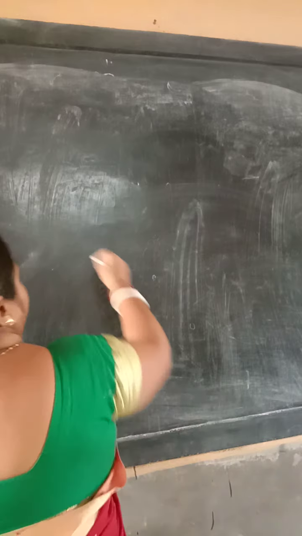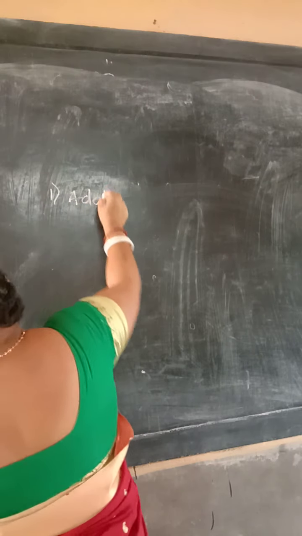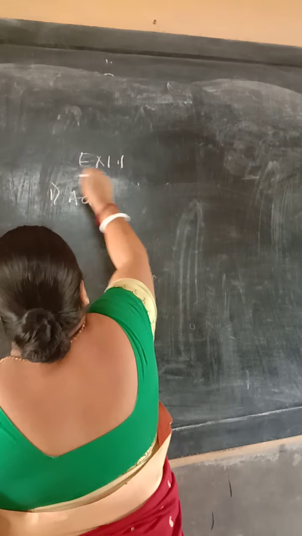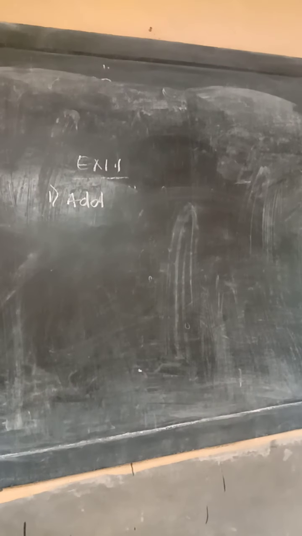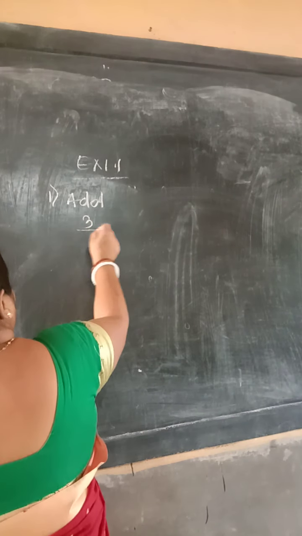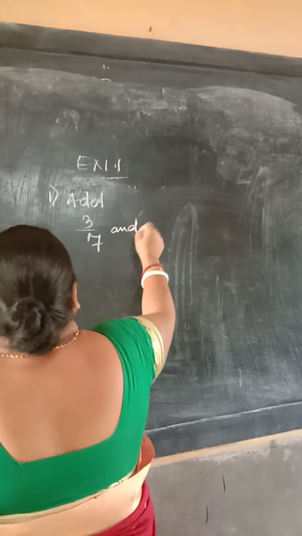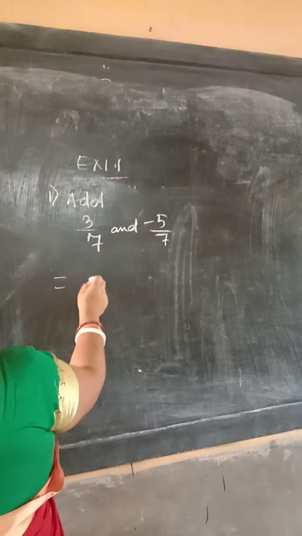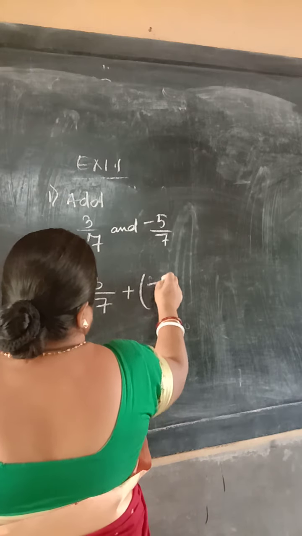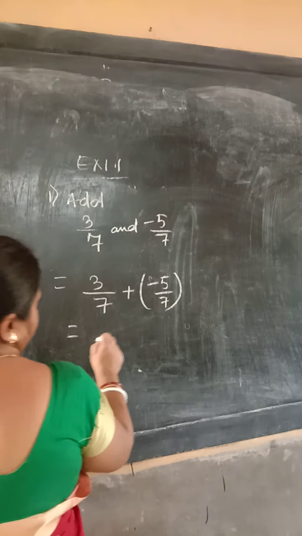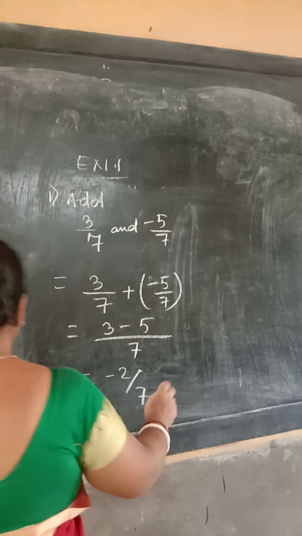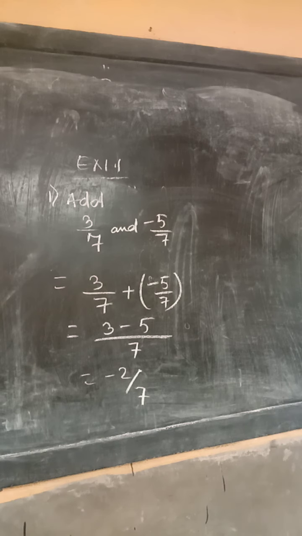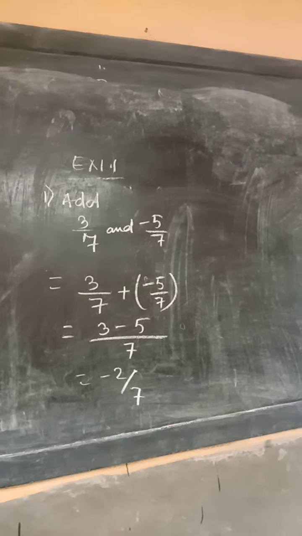Number 1, exercise 1.1. It was given 3 by 7 and minus 5 by 7. So we write here 3 by 7 plus minus 5 by 7. LCM is 7. 3 minus 5 is minus 2 by 7. Same as fraction addition. So number 1 you have to do in this way.